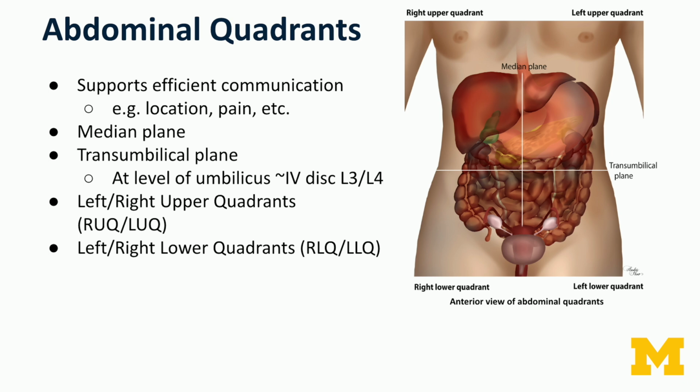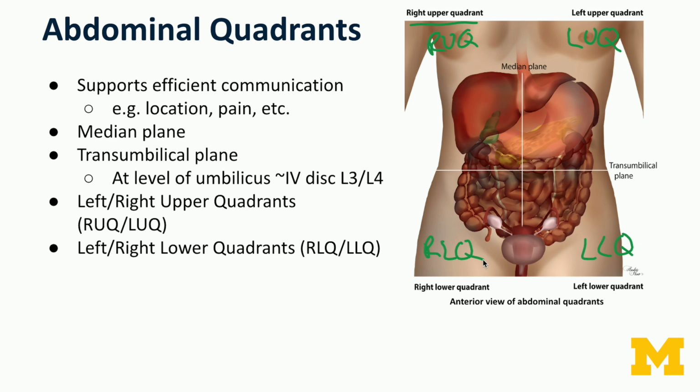This is a way in which we can discuss the location of viscera, where pain is felt, and so forth. So we have a right upper quadrant, oftentimes just called the RUQ, the left upper quadrant, as you might guess, the LUQ, a left lower quadrant, the LLQ, and a right lower quadrant, the RLQ.